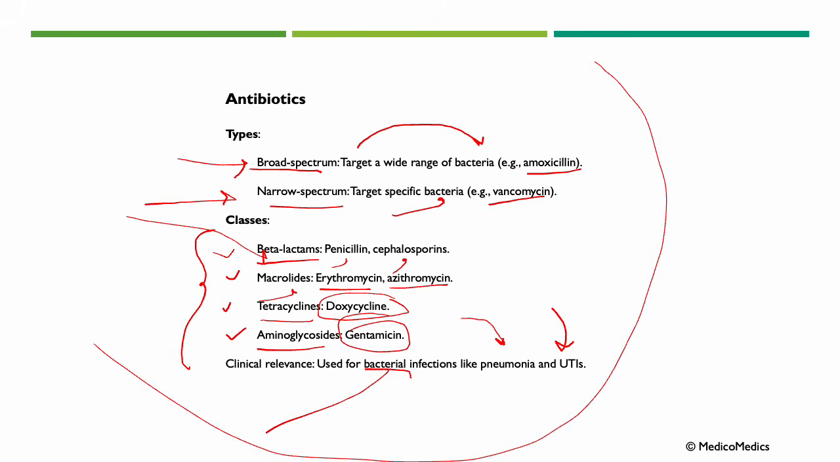So antibiotics in general in medicine are used to fight bacterial infections. That's quite obvious now. Now, some target a wide range of bacteria, others are specialized for a certain type.